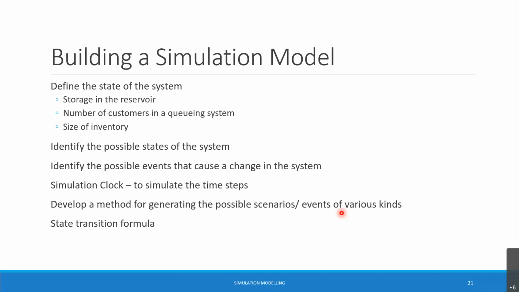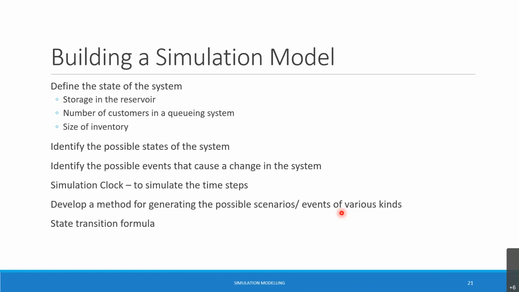So you need to understand that in the problem you are taking up, you first need to define what is meant by the state of the system. How do you find the state of the system? And then identify the different possible values that the system state can take. For example, if I take a reservoir, the reservoir could be empty when the storage is zero, and the maximum storage is fixed because there is a capacity and you cannot exceed the capacity.